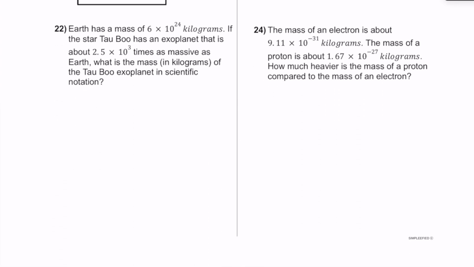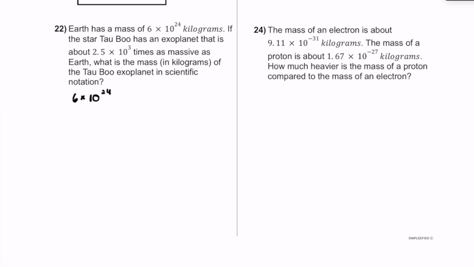All right, so in 22, we see that Earth has a mass of 6 times 10 to the 24th power kilograms. If the star Tau has an exoplanet that is about 2.5 times 10 to the 3 times as massive as Earth, what is the mass in kilograms of Tau exoplanet in scientific notation? And so we're going to go ahead and start off with the mass of Earth, which is going to be 6 times 10 to the 24th power.